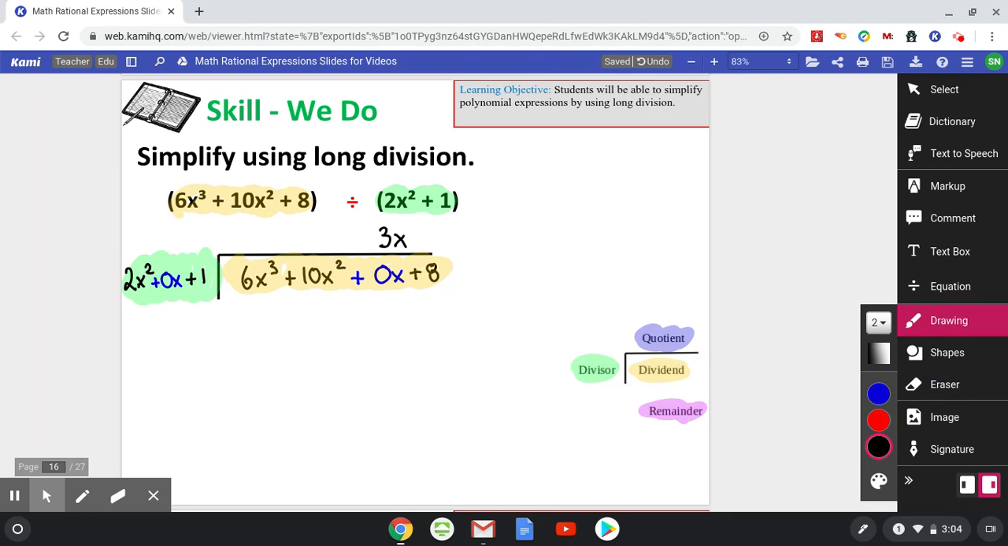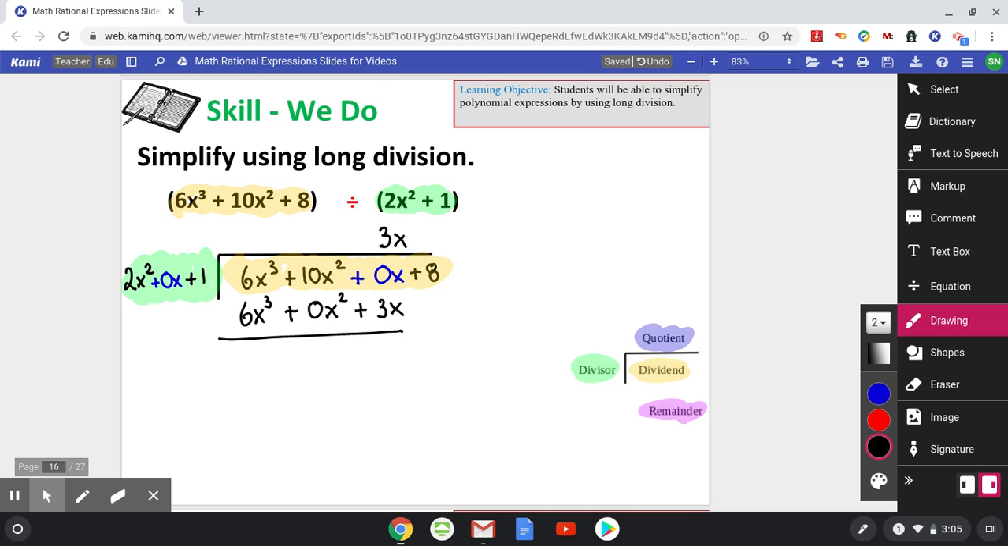Now let's go ahead and multiply. We will multiply the divisor, that's the one in green, times the part of the quotient starting from left to right on the divisor. 2x squared times 3x is 6x cubed. 0 times 3x is 0, x squared. And we have plus 3x when we multiply 1 times 3x.